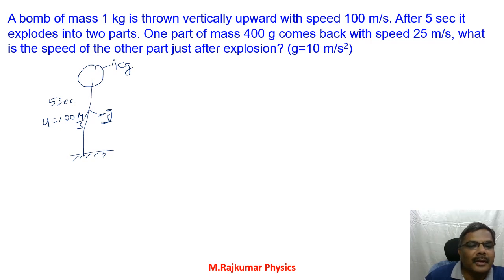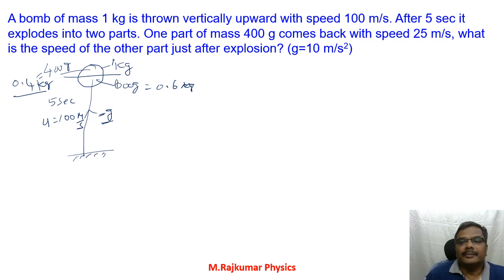So this bomb explodes into two parts. One part is 400 grams, and the other part is automatically 600 grams. This will be 0.6 kilogram and this will be 0.4 kilograms. There are two masses. It has exploded.